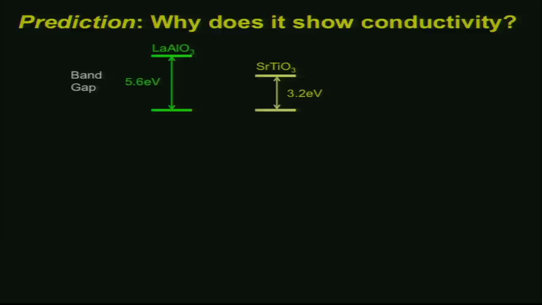But a lot of theoretical people predicted the mechanism. First, the prediction of why it shows conductivity. Basically, LAO has a very large band gap, 5.6 eV, and strontium titanium oxide is 3.2. Since the LAO gap is very big, if there are some conducting electrons inside, it might be that the titanium has a conducting path because the gap is small. So basically, if you see the inside atomic structure, this is LAO, this is STO.